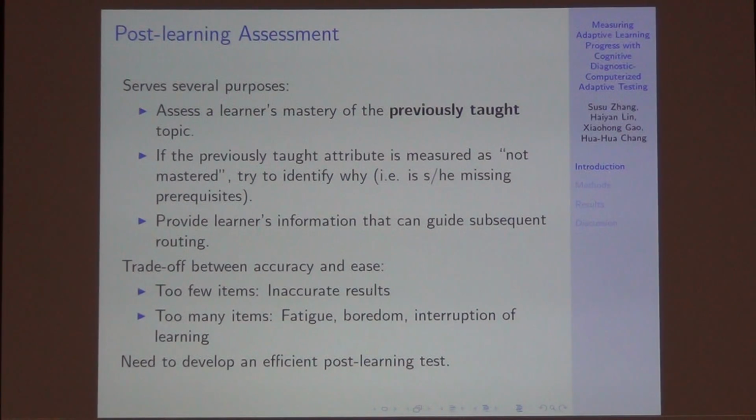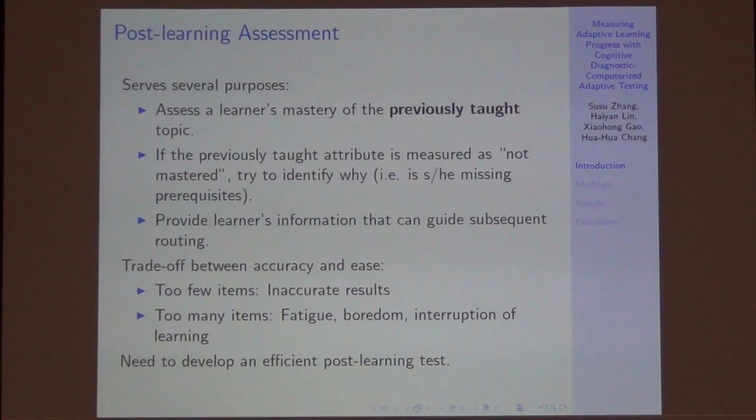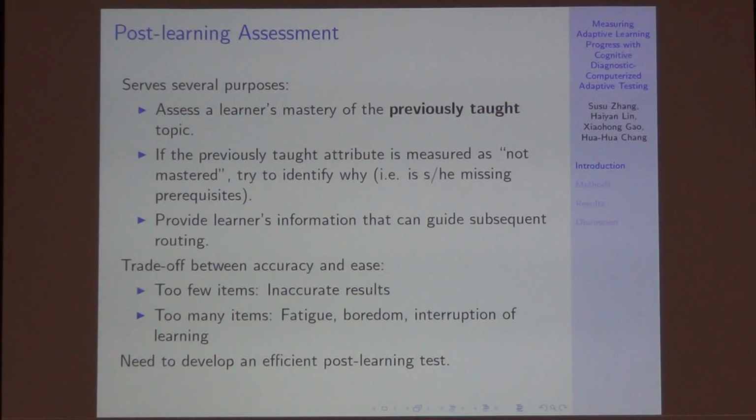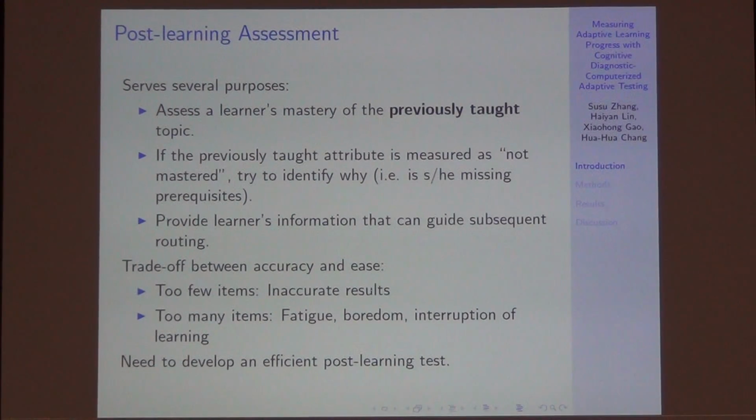We also want to provide learner information that can be used for subsequent routing. In the case that the student is missing a prerequisite, we should route the student back to that prerequisite, because he or she cannot learn the current skill without mastering the more basic one first. Just like any CAT, it has a trade-off between accuracy and ease. If we have too few items in the post-learning assessment, we cannot get accurate results on how the student is doing, and we might route him or her to content that he or she might already know, which wastes the student's time and effort.